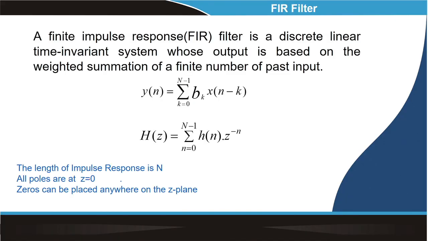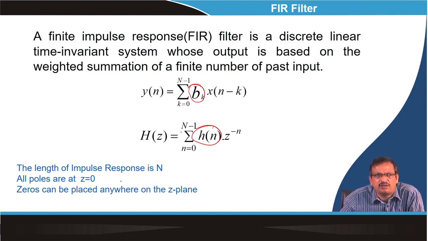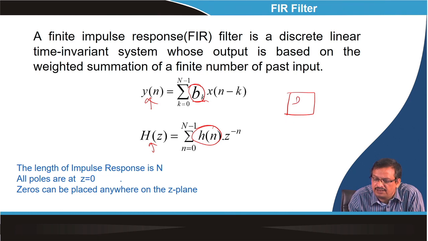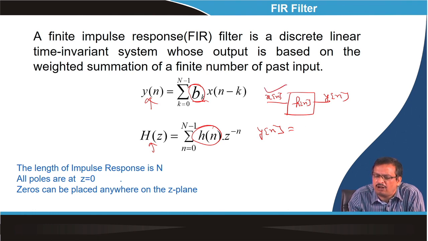As I said, an FIR filter is nothing but a finite impulse response filter. This b_k, I can say, is nothing but a filter coefficient, which is represented by h(n). This is the H(z). So what is the output? Output is the filter coefficient. If I say a filter is a system, this is h(n), this is x(n), and the output is y(n). What is y(n)? It is nothing but a convolution between x(n) and h(n).